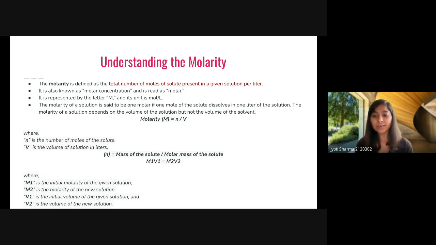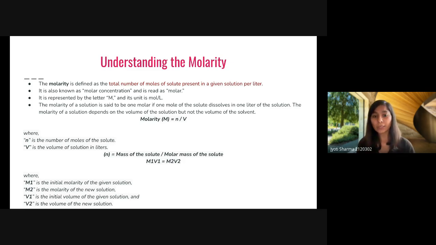Chemistry is related to the concentration of the reactant, or let's say the product. That's why molarity is a very basic and very strong terminology in chemistry, and that's why I put one slide on molarity. Molarity is defined as the total number of moles of solute present in a given solution per liter.